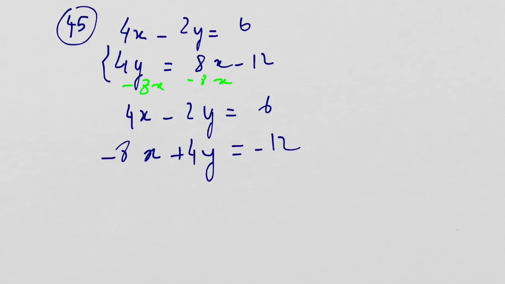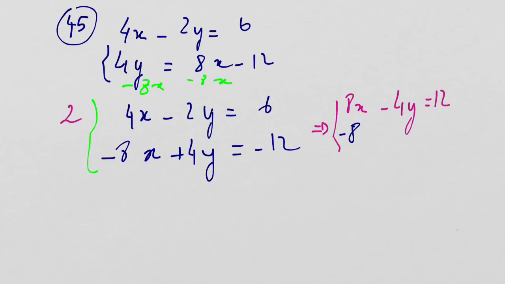Now, I'm going to multiply by 2 this line right here, because by multiplying by 2, I end up with 8x minus 4y equal 12. And I rewrite my other line, which is negative 8x plus 4y equal negative 12.